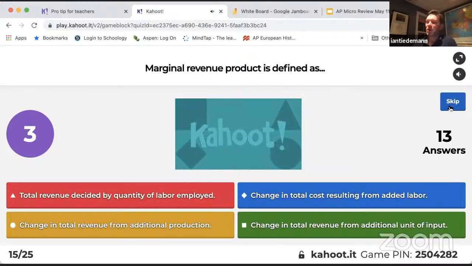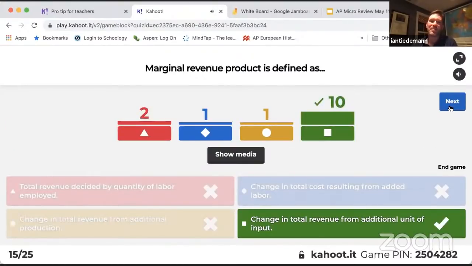This one is kind of a hard one, but not for a lot of people here. These guys are going to do well tomorrow. So, the marginal revenue product is the change in total revenue from the additional unit of input. And the word unit could be applied to labor. It could also be applied to capital. It's how much revenue did the next person add?